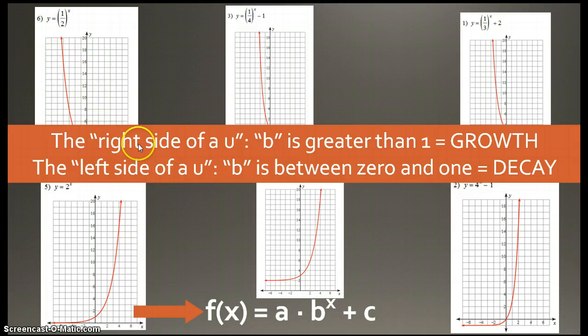And then if you have the left side of the U, which is the top equations up here, then the b value is between 0 and 1, which means it's a decay. That would be a negative in the linear world, but with exponential we call it a decay. So again, b is between 0 and 1. So 1/2 is between 0 and 1, 1/4 is between 0 and 1, and 1/3 is between 0 and 1. Now just because it's a fraction does not mean it's between 0 and 1, so don't get that confused. You can't always make that assumption. You just need to pay attention. Is the number between 0 and 1 or greater than 1?